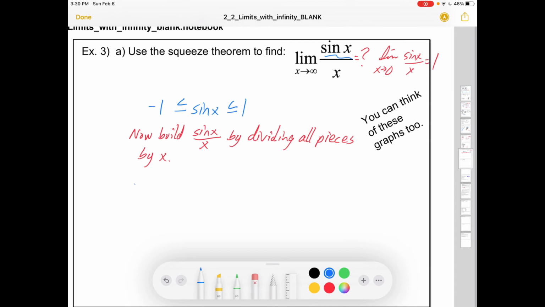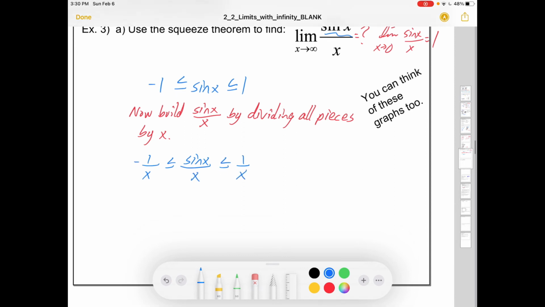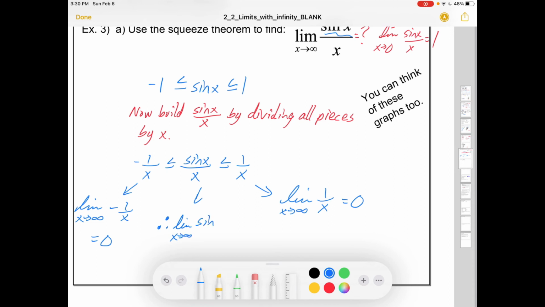So using the squeeze theorem, we would divide each piece of this by x. And hopefully we would get stuff that is easy to evaluate. I'm going to find the limit as x goes to infinity of this. Well, that would be negative 1 divided by incredibly big, so that would be 0. I can find the limit as x goes to infinity on this, which would be 1 over incredibly big, which is 0. And from that, I can also determine that this limit, since it's sandwiched between 0 and 0, must be 0.